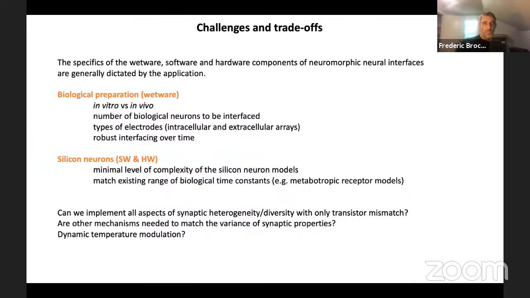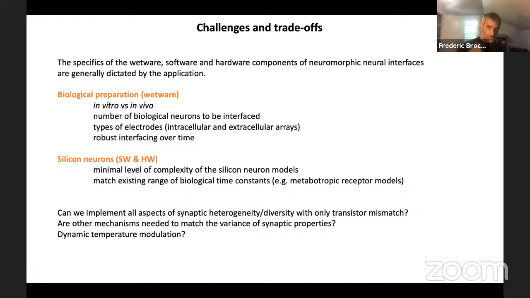And so the thing that I would like to address here is that I think we need more complexity and more diversity of synapses and components in neuromorphic systems. As some of the neuromorphic people have been proposing before, the transistor mismatch already provides some source of variability among the different neurons. And I would like to ask the participants this year if that's the only mechanism that we can use, or if we maybe need something else.